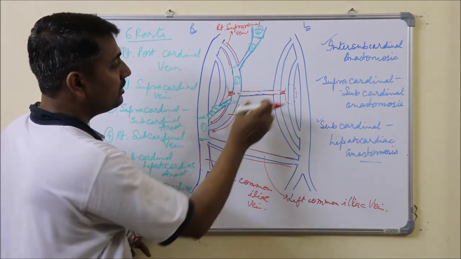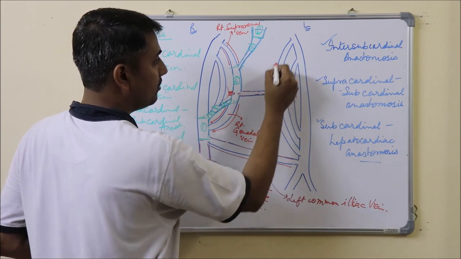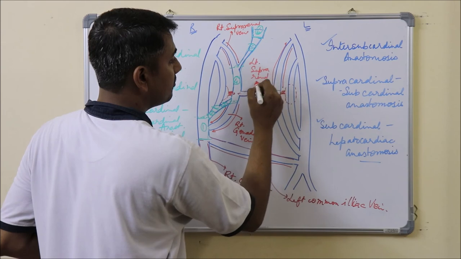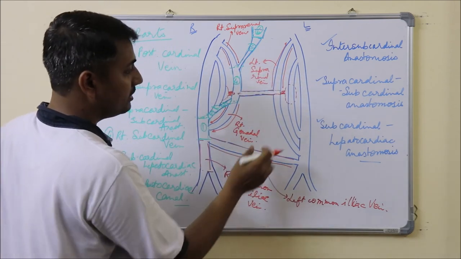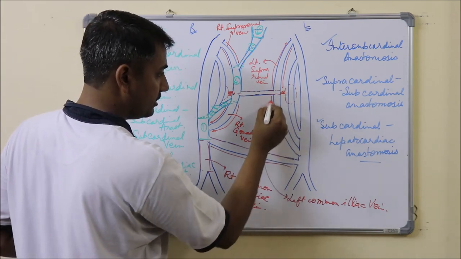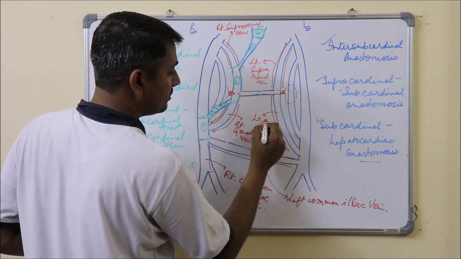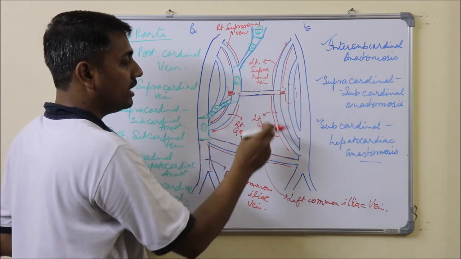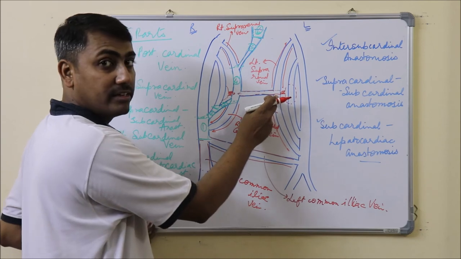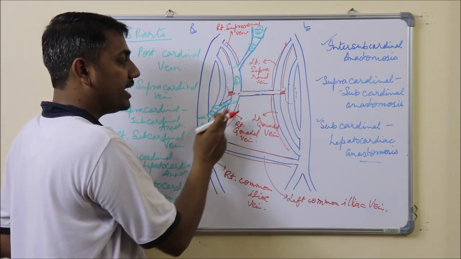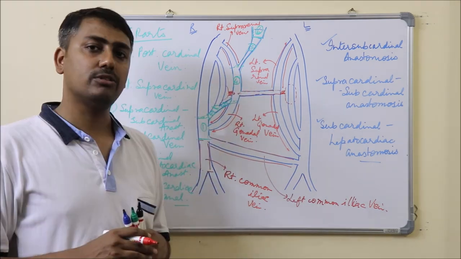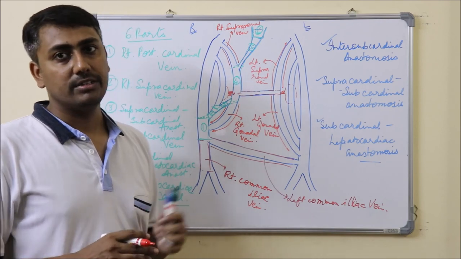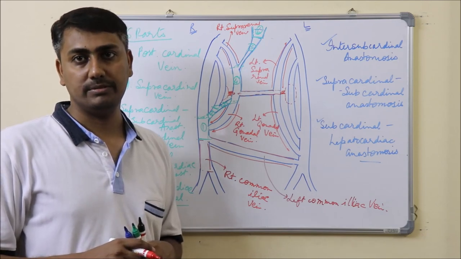Whereas on the left side, this cranial part of the left subcardinal vein, from here to here, will form the left suprarenal vein, and this caudal part of the left subcardinal vein will form the left gonadal vein. Here we can see that the left suprarenal and the left gonadal vein will drain into the left renal vein, whereas the right suprarenal and the right gonadal vein will directly drain into the renal segment of the IVC. So now we have seen how the inferior vena cava, the common iliacs, and the renal and gonadal veins are formed from these longitudinal venous channels in the abdomen.